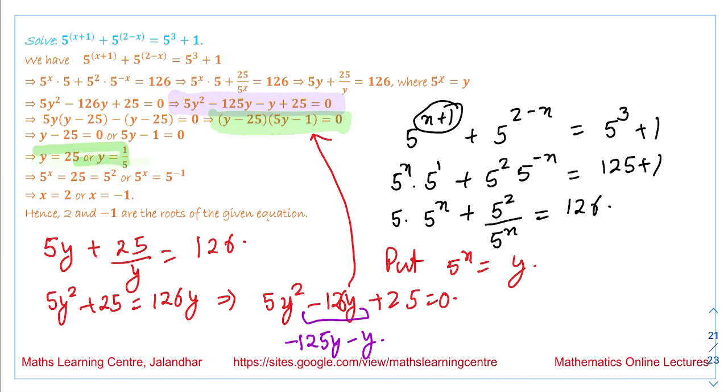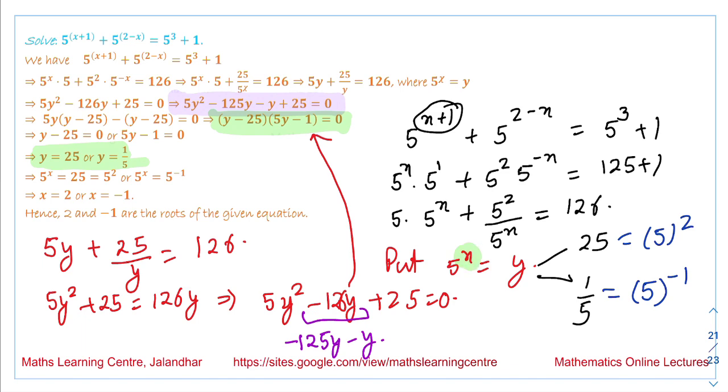So we get two values of y. One is 25 and the second is 1 by 5. This 25 we can write as 5 square and this is 5 raised to the power minus 1. So the value of x is either 2 or minus 1. These are the values of x: x is either 2 or x is equal to minus 1. So 2 and minus 1 are the roots of the given equation.